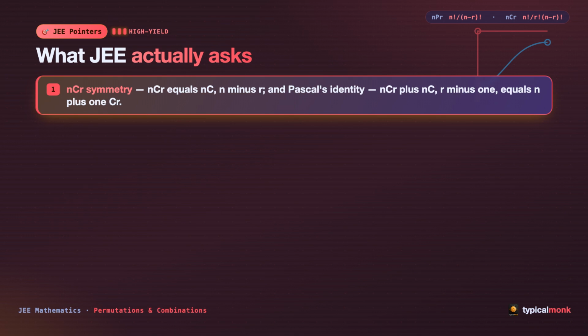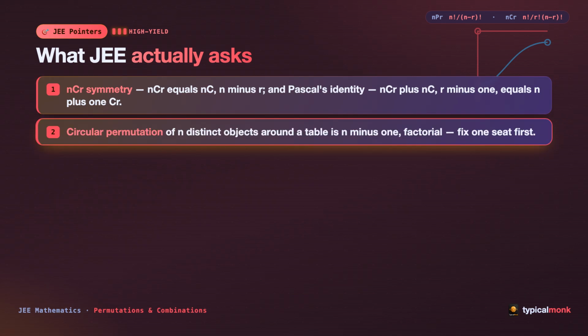Now sit up straight. These 5 lines are what JEE actually asks, year after year. 1. nCr has a symmetry. nCr equals nC(n minus r), and Pascal's identity. nCr plus nC(r minus 1) equals (n plus 1)Cr. Both appear constantly. 2. Circular permutation of n distinct objects around a table is (n minus 1) factorial. Fix 1 seat, and only the remaining n minus 1 seats need arranging.